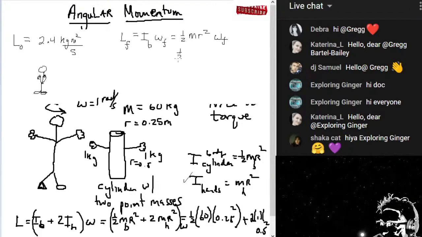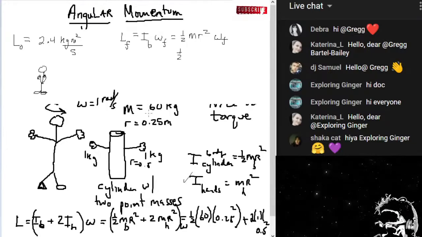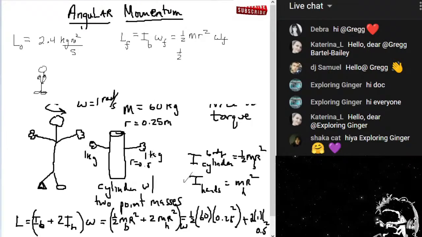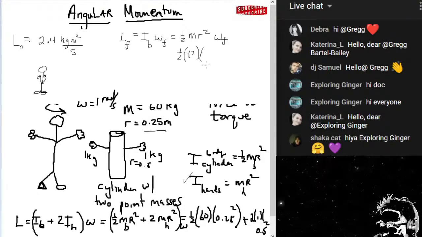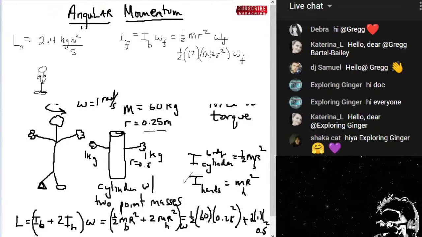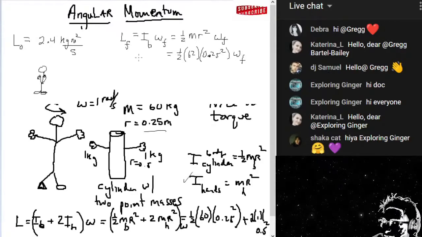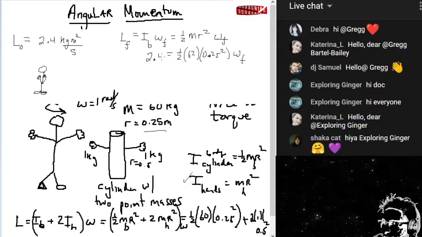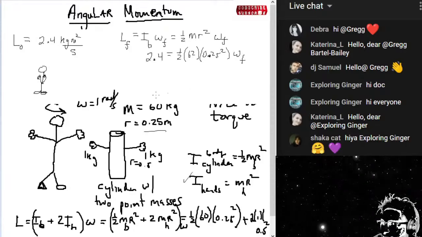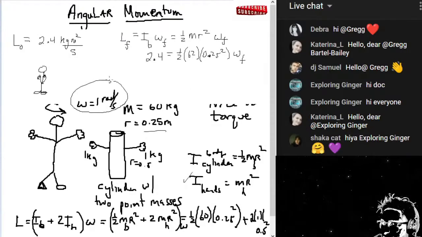So the mass is not this mass anymore, it's the addition. So it's 60 plus 1 plus 1, it's 62. The radius is still 0.25 times omega final. We know momentum has to be conserved, so we have to equal it to 2.4. So now we can solve for omega f, and we'll compare it to this.